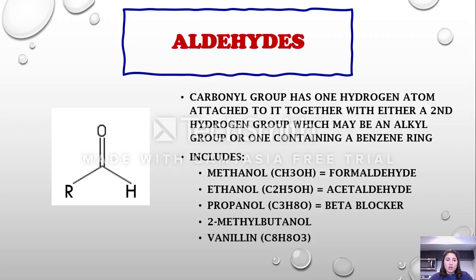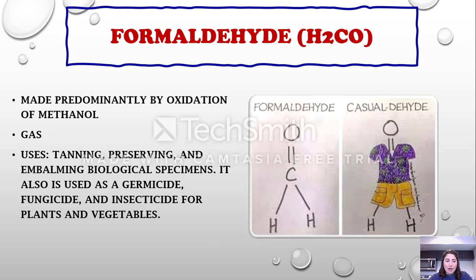So let's start off with aldehydes. Aldehydes consist of a carbonyl group that has one hydrogen atom attached to it, together with either a second hydrogen or another group, which may be an alkyl group, or one containing a benzene ring. Some examples of aldehydes include methanal, which is formaldehyde, ethanal, acetaldehyde, propanal, and 2-methylbutanal, and vanillin. So let's go over formaldehyde.